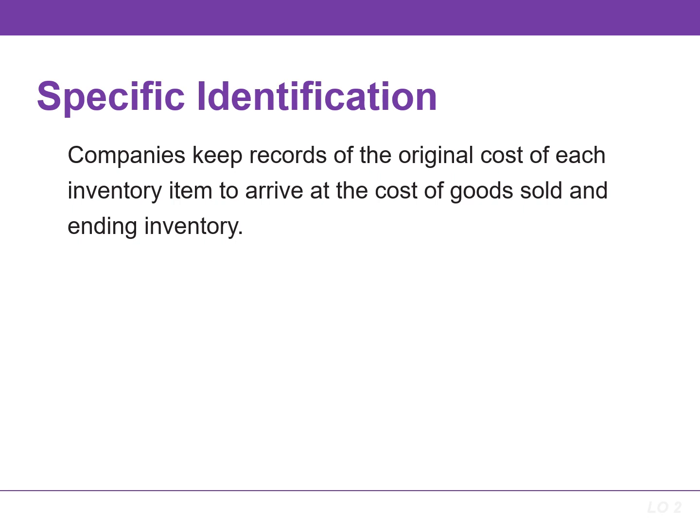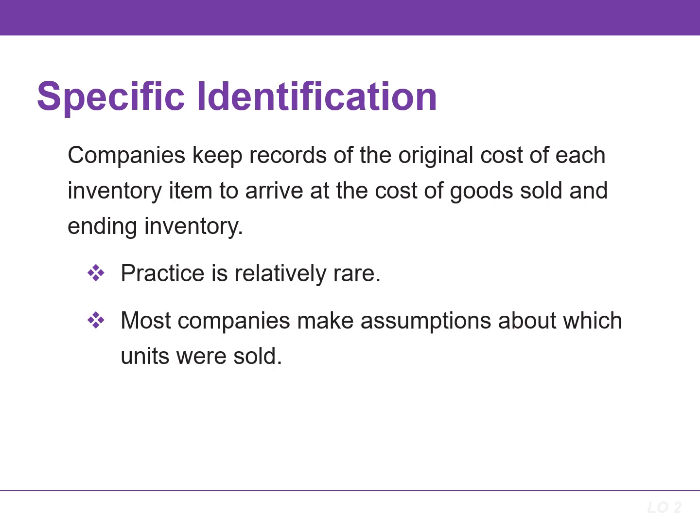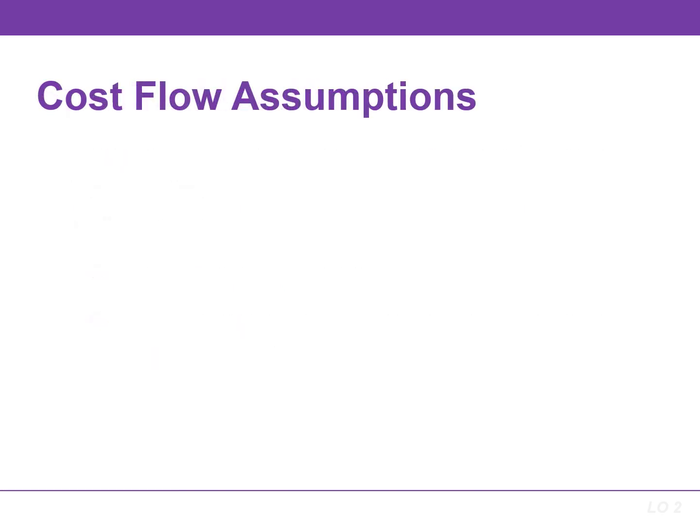Even though technology makes it possible to do specific identification with nearly any type of product, this method is rarely used. Instead of keeping track of the cost of each particular item sold, most companies make assumptions about which units were sold. Because specific identification is often impractical, companies select other cost flow methods.